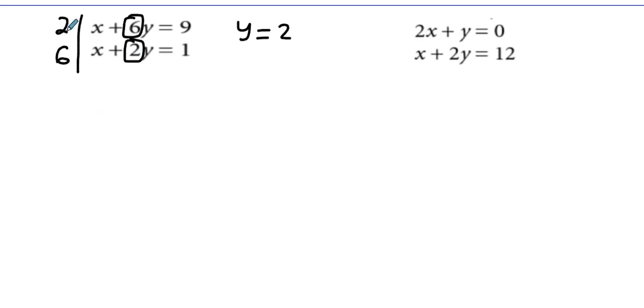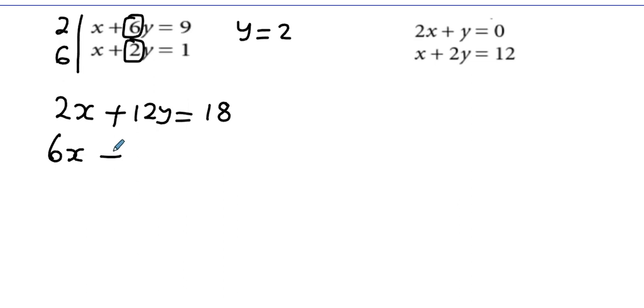Now this 2 goes there, 6 goes here, and then you multiply. 2 times x is 2x. 2 times 6y is 12y. 2 times 9 is 18. 6 times x is 6x. 6 times 2y is 12y. 6 times 1 is 6. Now you can see that the numbers here are the same. So we are good to go. Now since the numbers are the same, how about the letters?